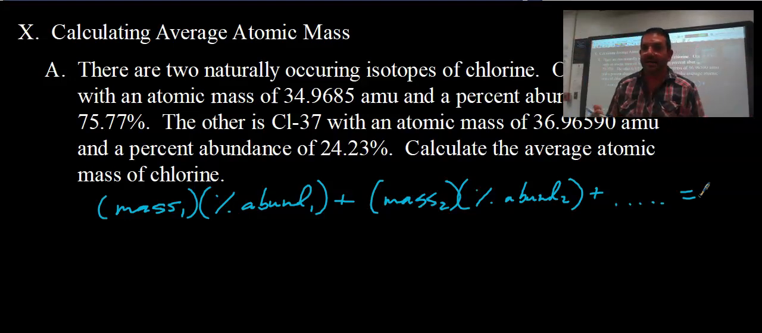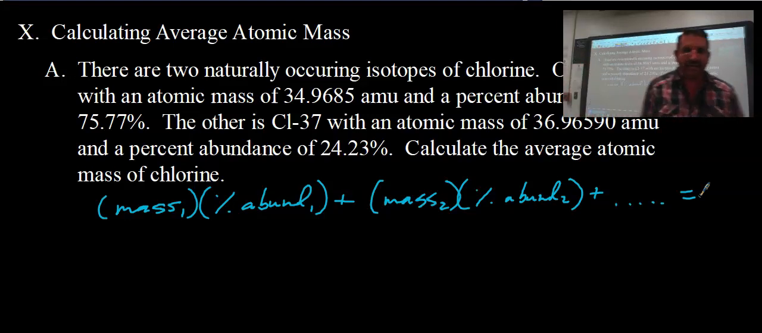Notice, unlike a straight average, there's no division. You don't add them up and then divide by however many. Percent abundance times mass plus percent abundance times mass plus percent abundance times mass equals. So let's go ahead and do this.